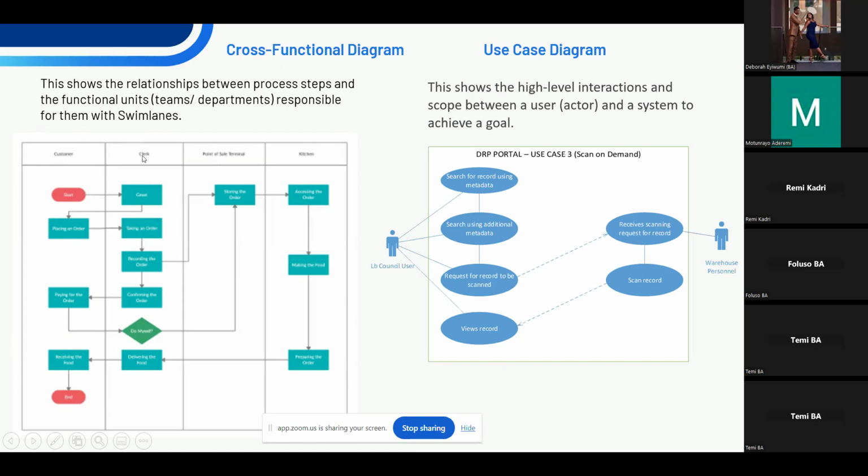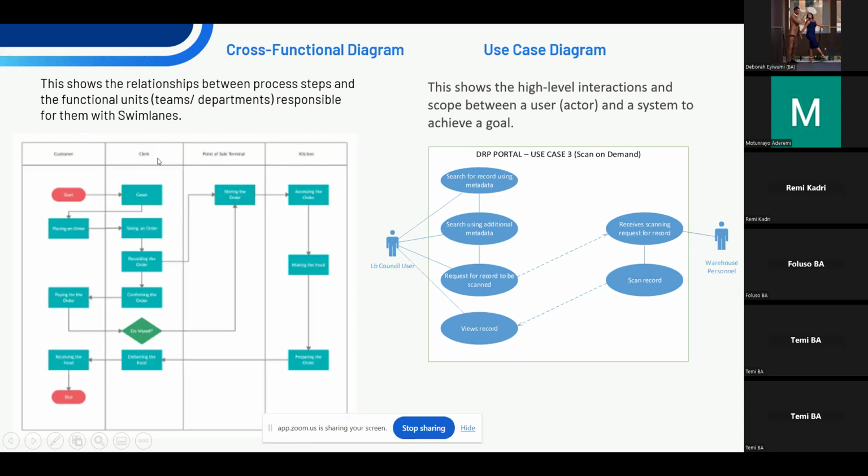And then you now have the clerk, and you have the point of sale terminal, and then you now have a kitchen. So this already tells me it's probably an order, maybe like a McDonald's or something. So the customer calls and places their order, and then the clerk, or the customer service person, takes their order, and then they take their payment. It goes into the kitchen, is prepared, and once it's prepared, it goes back to the clerk, who hands it to the customer, and then the process has ended.